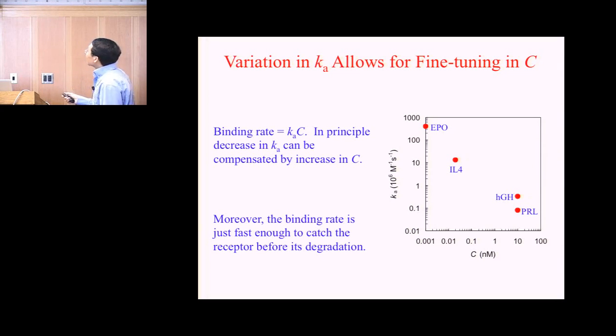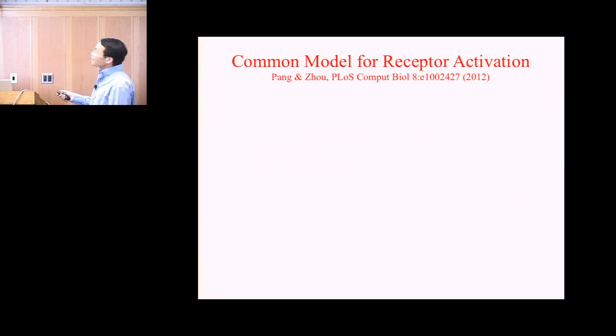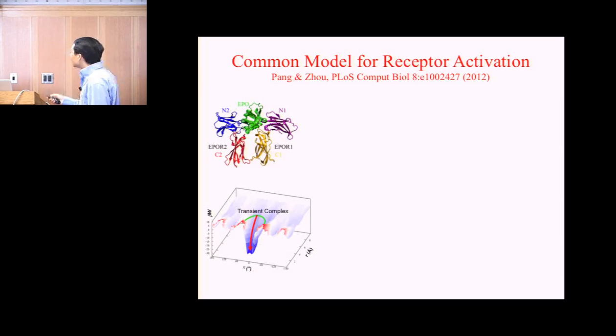Now, since we calculate the rate constant, and in doing so also calculate the structure of the transient complex, and as I said, the transient complex is an on-pathway intermediate, if we identify the transient complex and simply draw a vector from the transient complex to the native complex, then we can infer the final transition from the transient complex to the native complex, so that we can infer a mechanistic model for receptor activation.